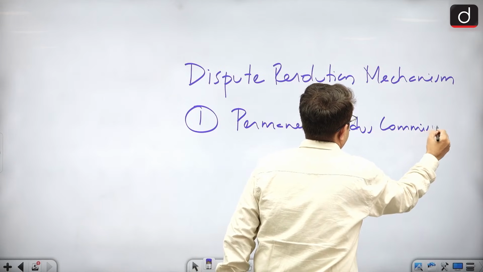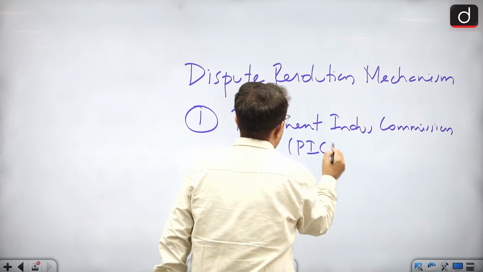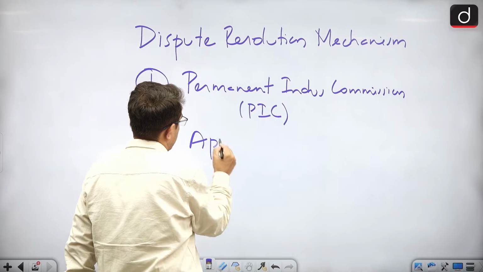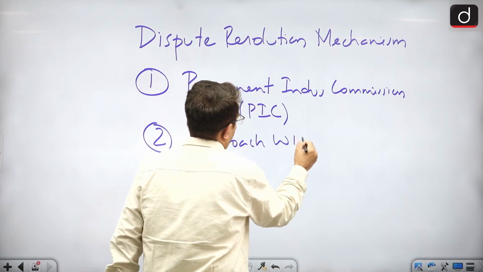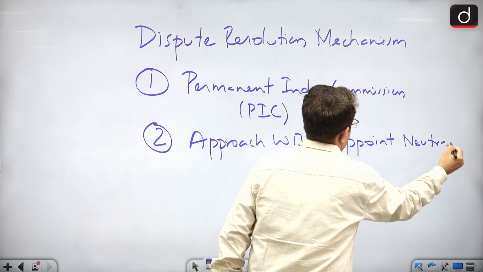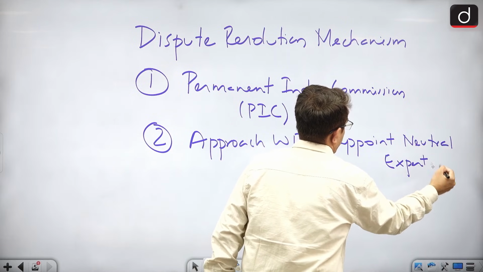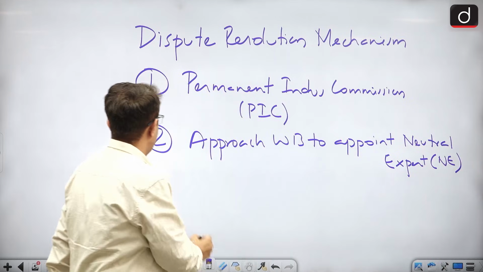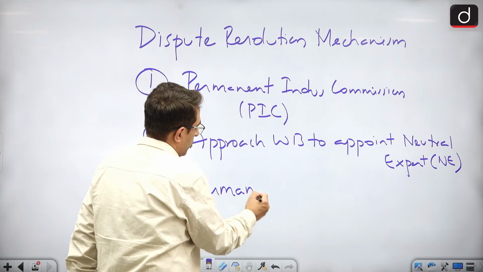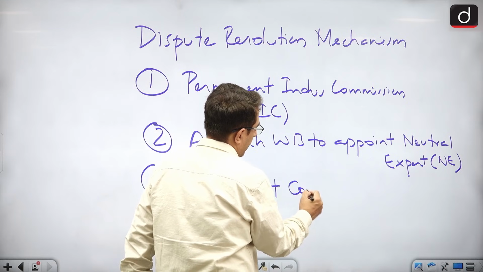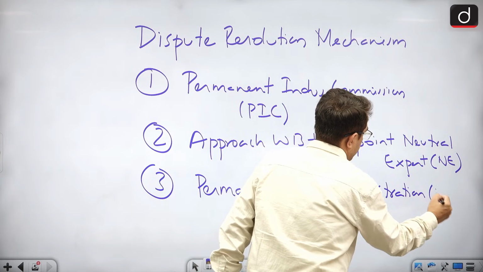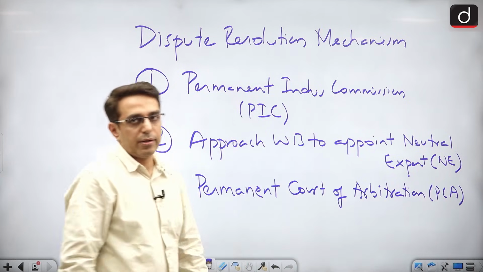Permanent Indus Commission, PIC. If one is still dissatisfied, then one can approach the World Bank to appoint a neutral expert. And if one is still dissatisfied, then one can approach the Permanent Court of Arbitration, which is located at the Hague. Permanent Court of Arbitration. So this is the sequential mechanism, but Pakistan has not been adhering to this.